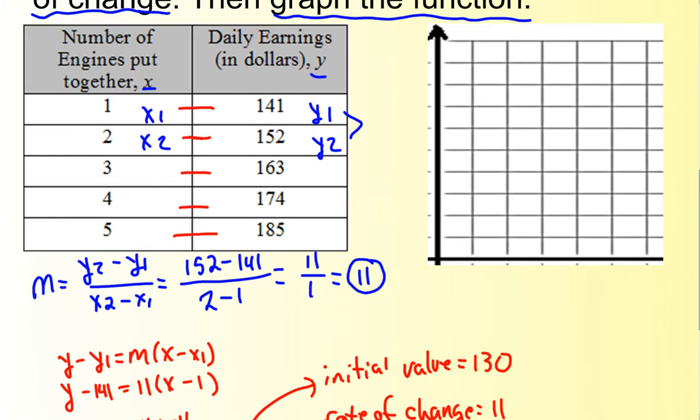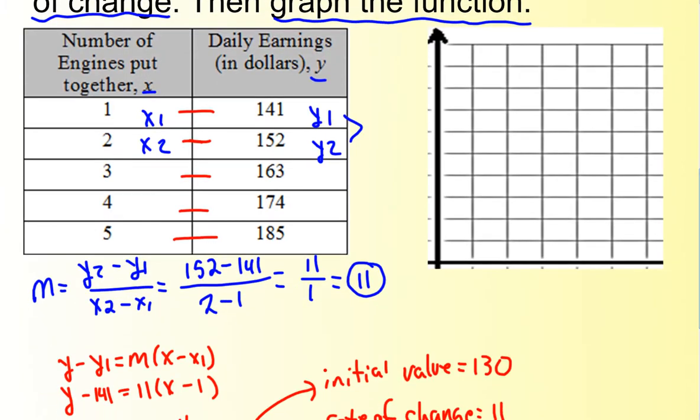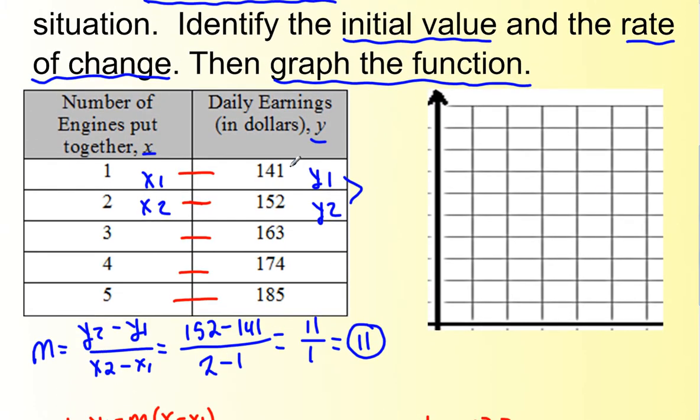And then we want to graph the function. All right, so let's see here. Graph this thing. Well, what would be their two units? Our x is the number of engines he put together, and the y would be his amount of money in dollars. So money.